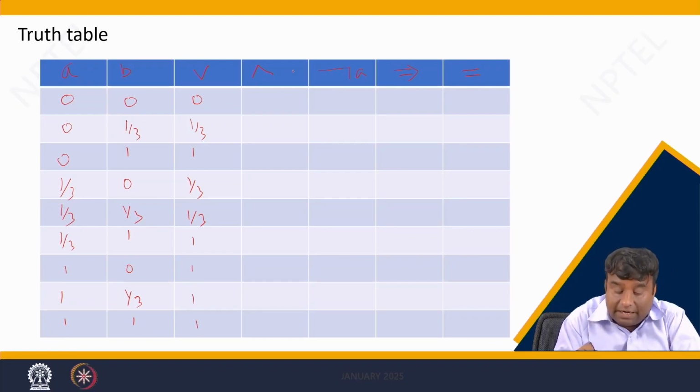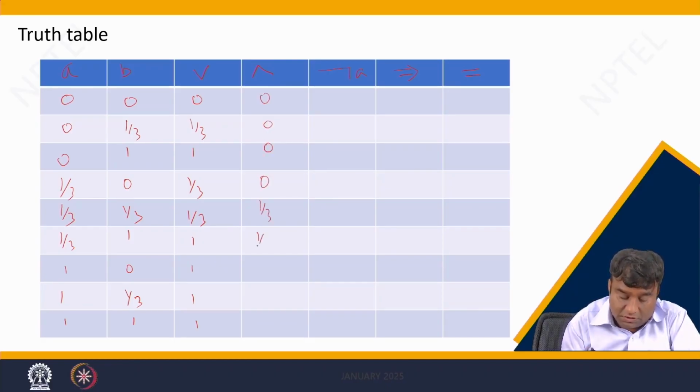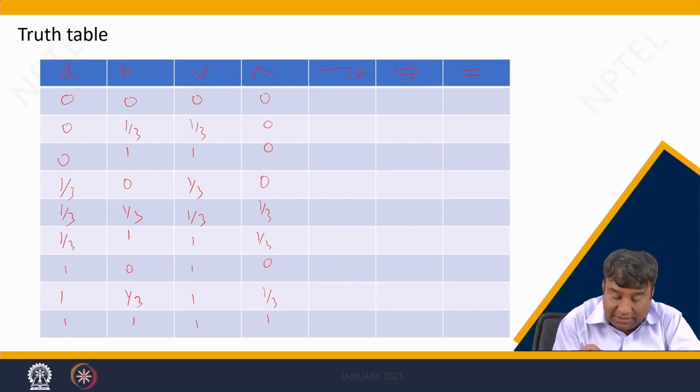Now it is AND, so the minimum. This is 0, 0, 0, 0, 1/3, 1/3, 0, 1/3, 1. Next is not A, so 1 minus TA. That is 1, 1, 1, 2/3, 2/3, 2/3, and 0, 0, 0.